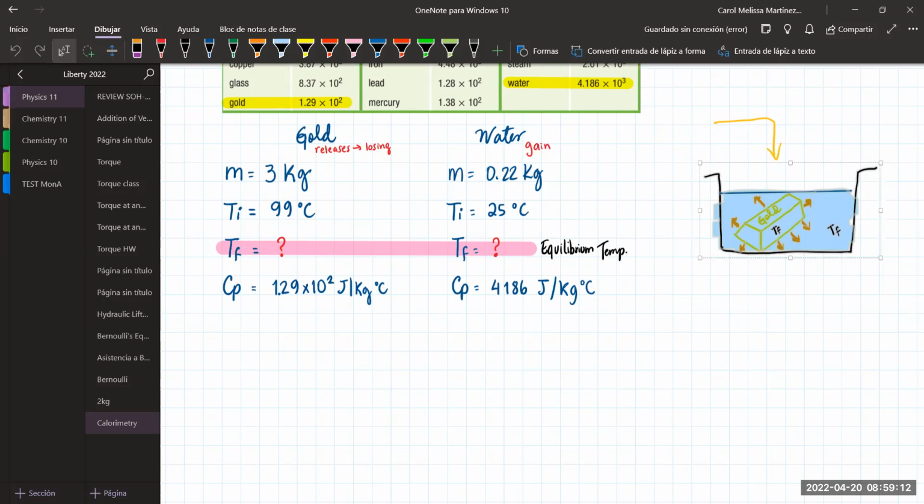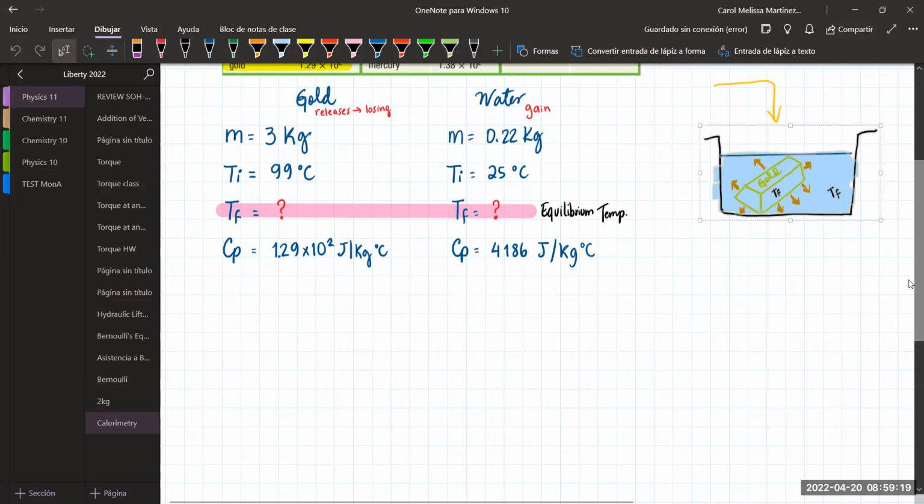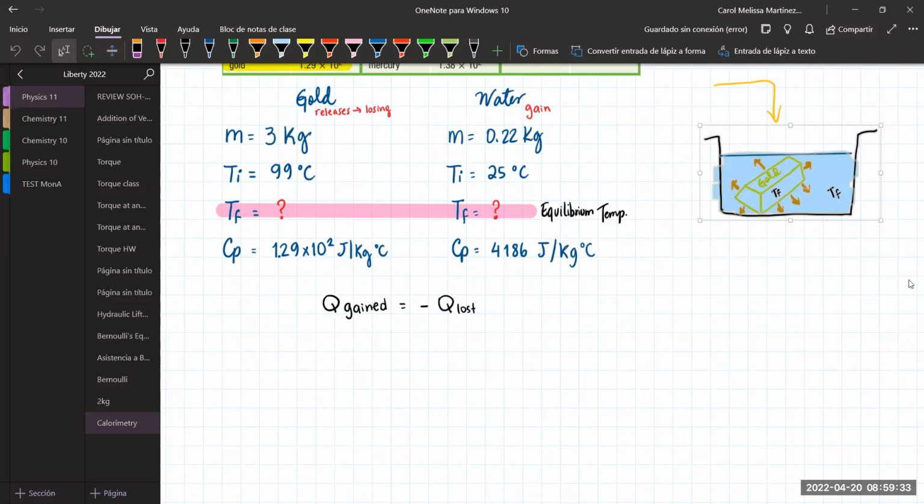And now we're going to establish the formula, the procedure, basically. So we say Q gain is equal to negative Q lost. Lost or released, it doesn't matter. Just remember, when you absorb, it is a positive thing. When you release, it is a negative thing. So water is absorbing the heat that is coming from gold. So the one that gains is water, and the one that is losing energy is gold. That is the most important part of the procedure.